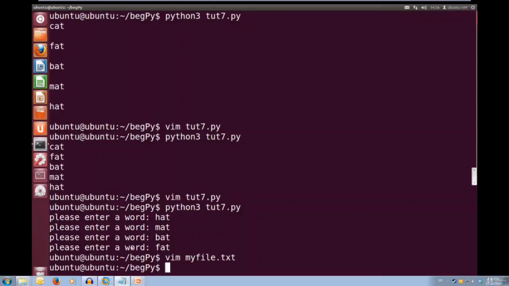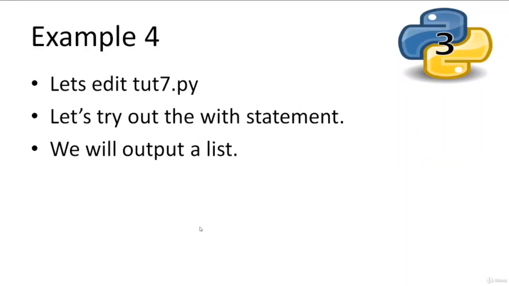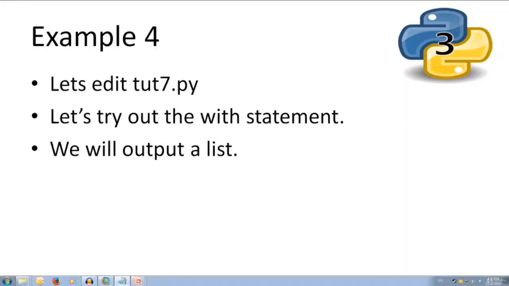This statement automatically handles closing and cleaning up the file. It can't always be used in every situation. It allows a file to be opened for a block of code. With open filename.txt, w as f, do something with f. Next example. Let's try out the with statement.